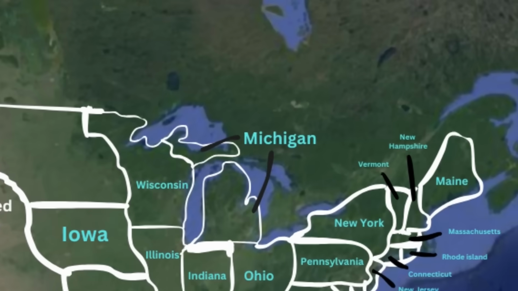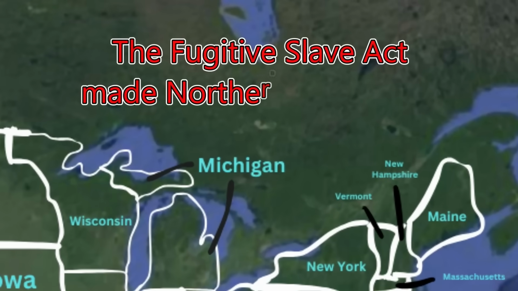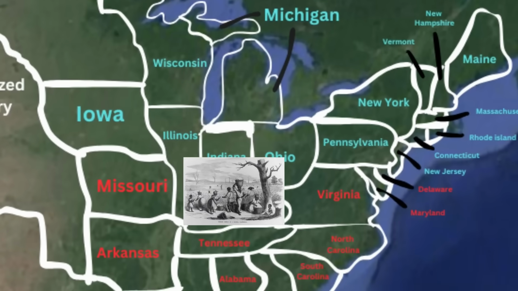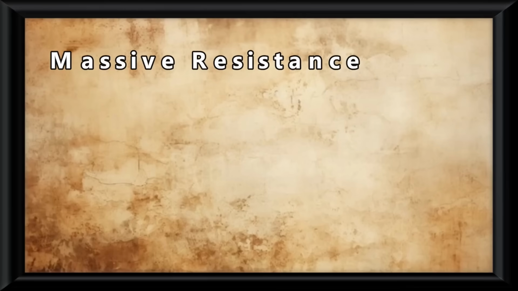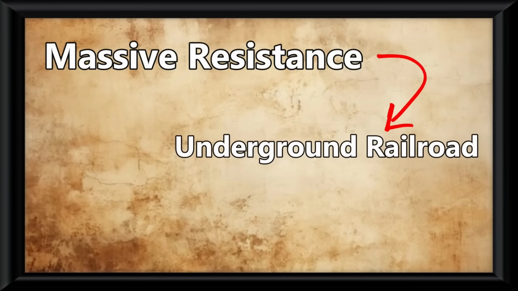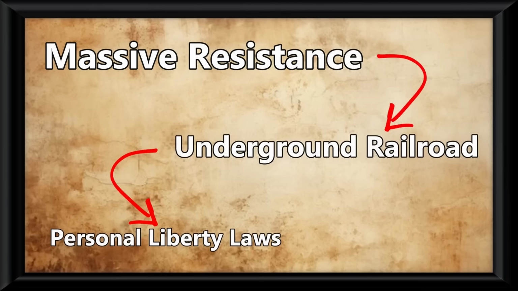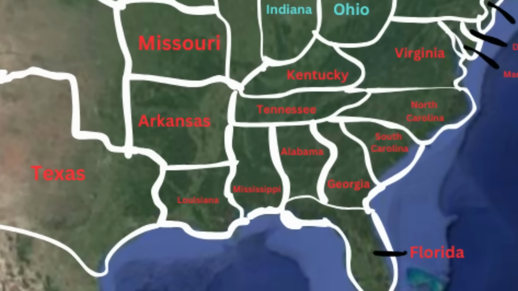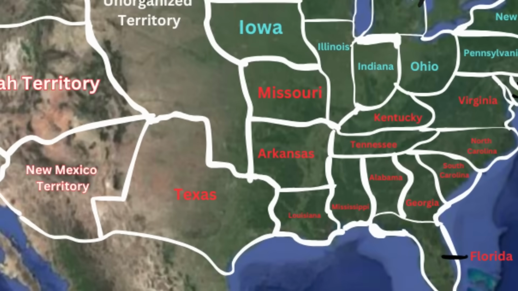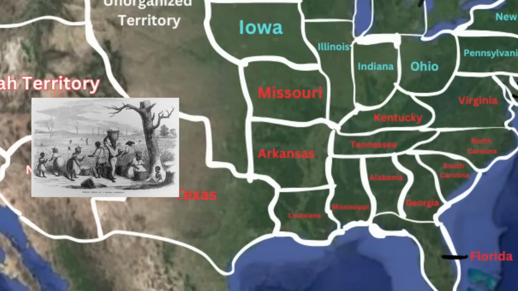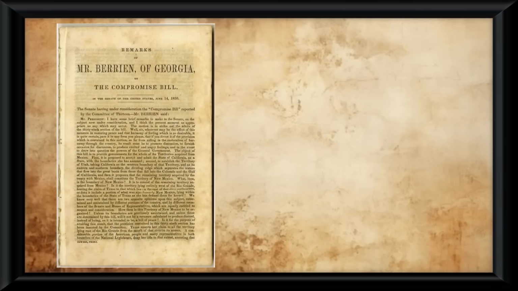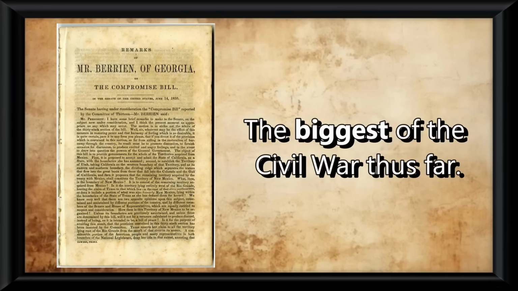The big part to know about this is the Fugitive Slave Act made Northerners furious. Even if they weren't abolitionists, they hated being forced to return enslaved people. This led to massive resistance, like the Underground Railroad working overtime, and northern states passing personal liberty laws to ignore the act altogether. Meanwhile, in the South, even though they got some wins from the compromise, they still weren't happy. They wanted an even bigger guarantee that slavery would expand. The failure of this compromise was easy to see, and this weak compromise is easily the biggest cause of the Civil War we have talked about thus far.